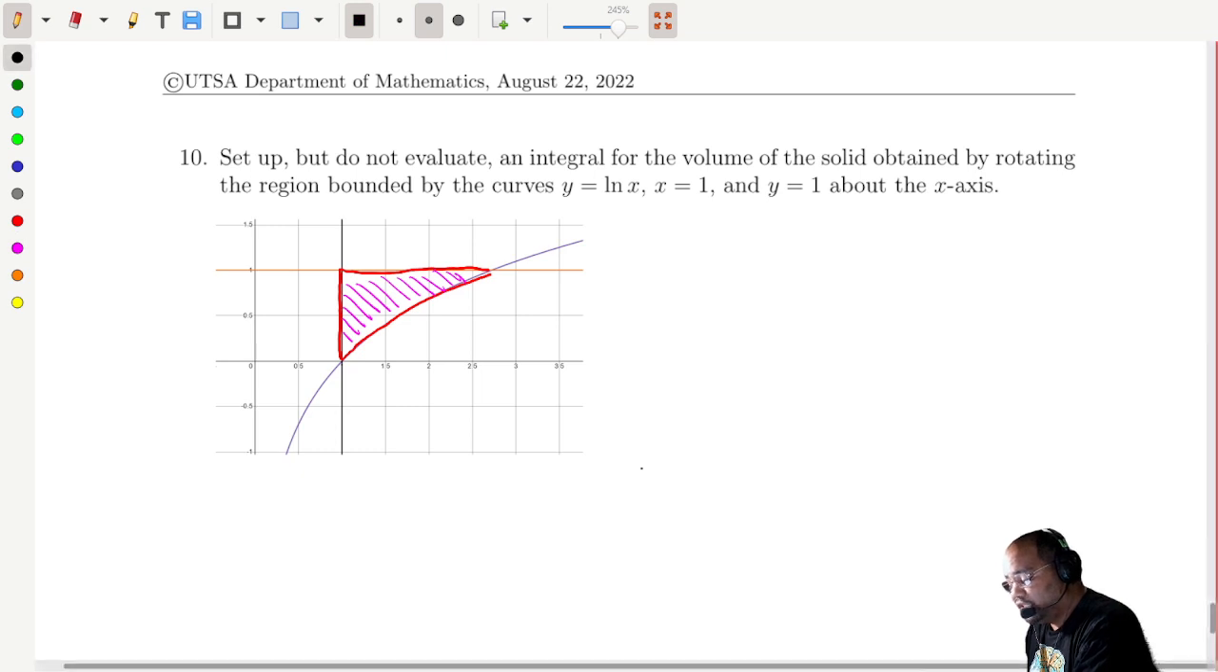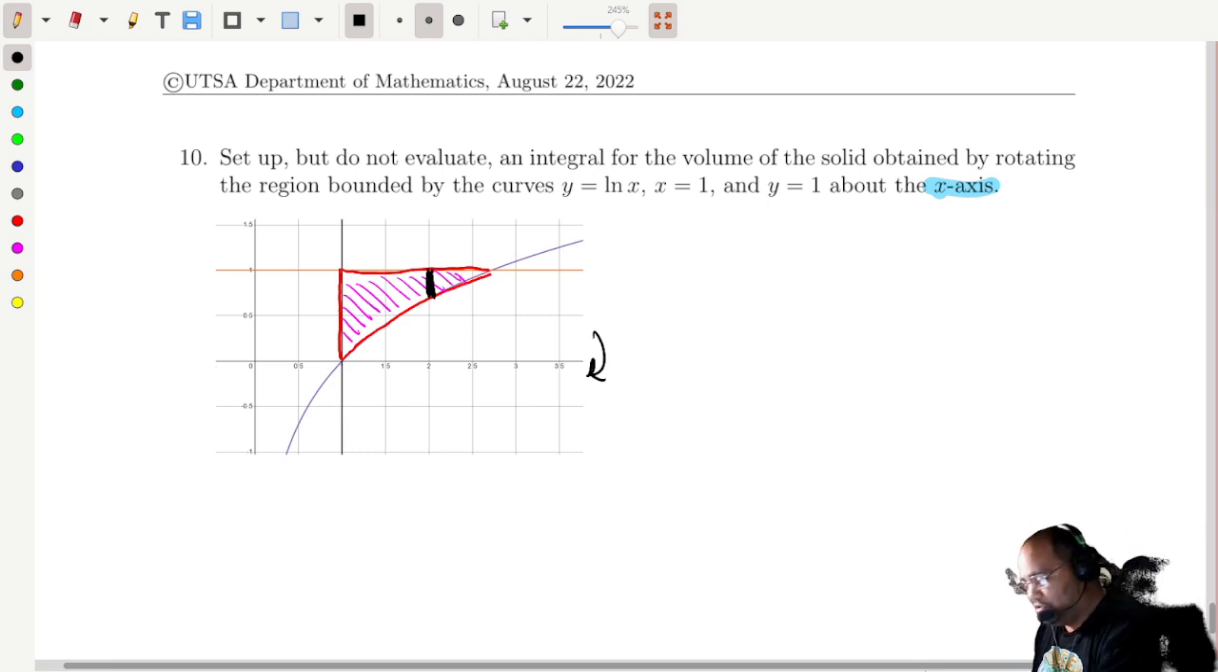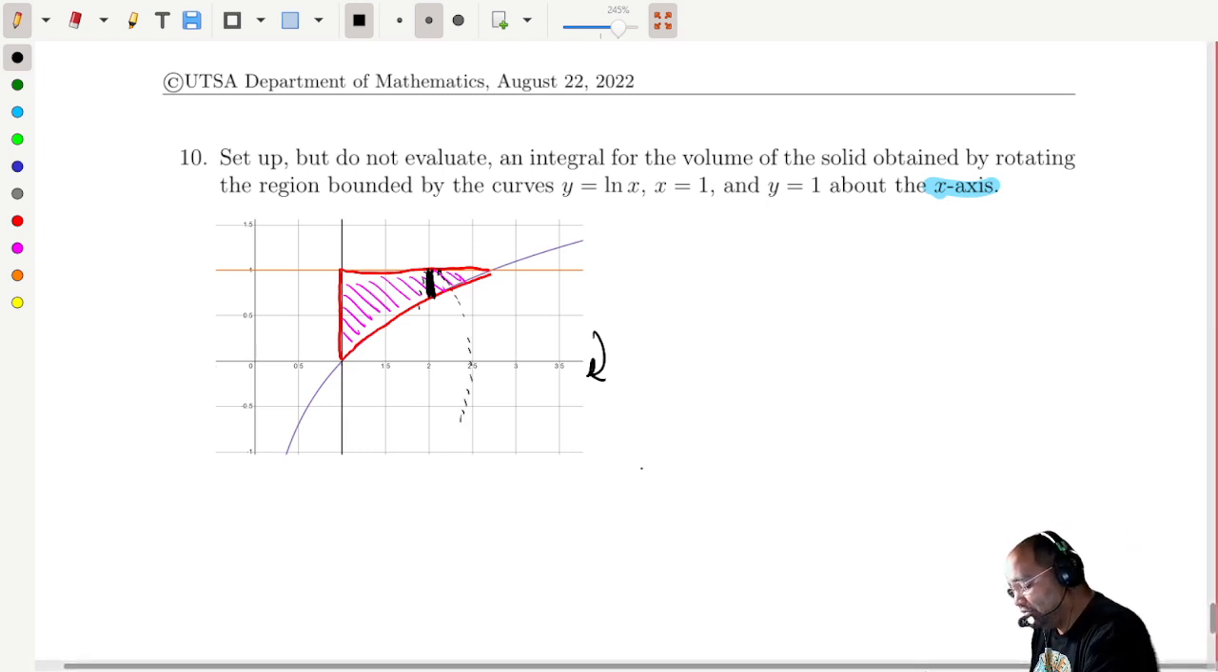We're going to rotate this around the x-axis, okay? And let's draw in our little representative strip. And so now we follow the mantra, top minus bottom, outside minus inside, okay? Outside squared minus inside squared, big minus small. Well, top curve is 1, the bottom curve is log x. So we'll set up our area function.